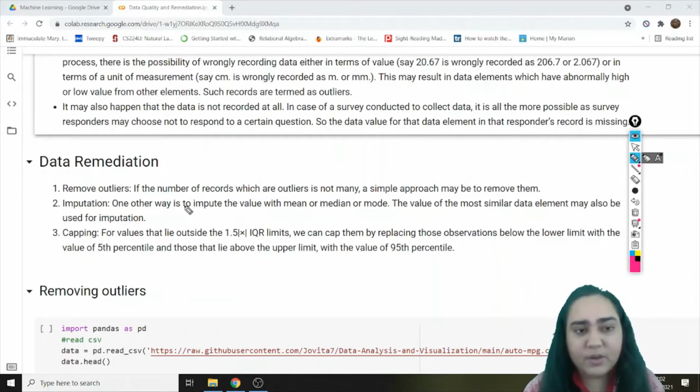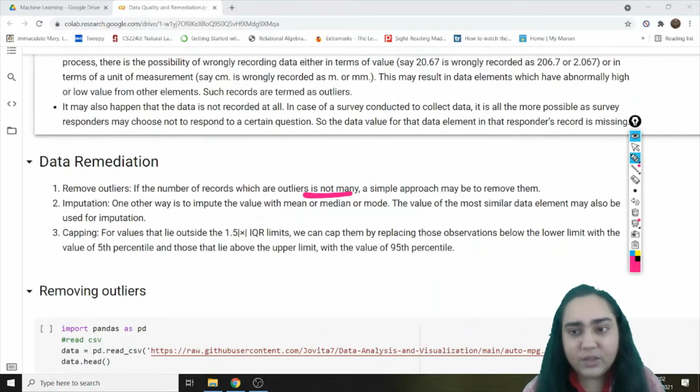So we can remove outliers. If you have very few outliers, if the number of outliers is not many, you could go ahead and remove the outliers, okay?